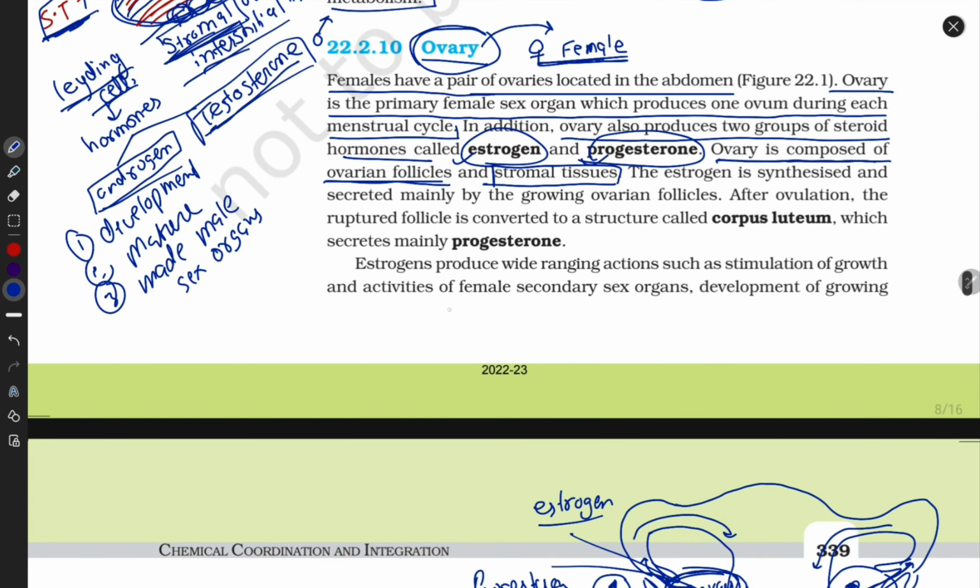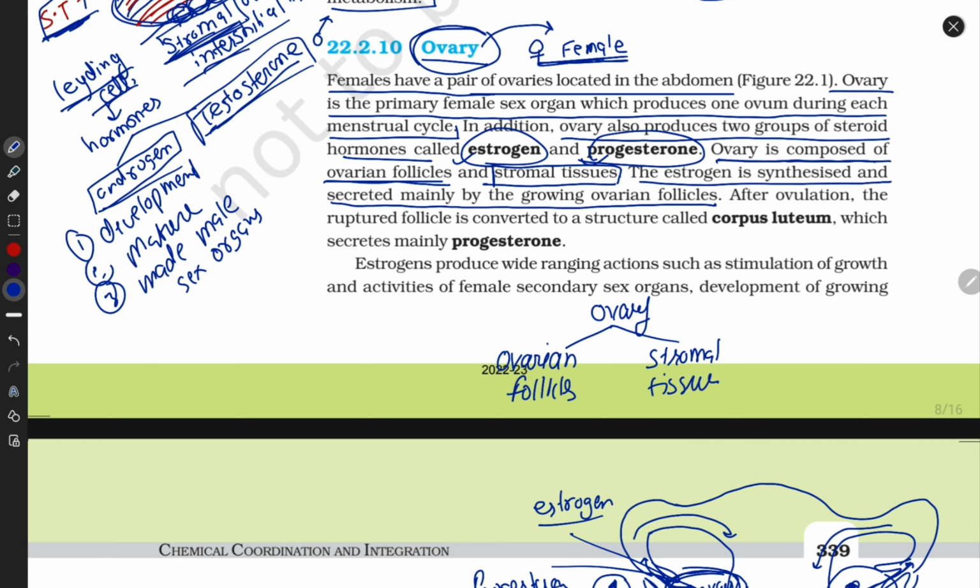So the ovary is composed of two kinds of tissues, ovarian follicles and stromal tissues. Estrogen is synthesized and secreted mainly by growing ovarian follicles. Ovarian follicles secrete what? Estrogen. Now, after ovulation, the ruptured follicle is converted to a structure called the corpus luteum, which secretes mainly progesterone.